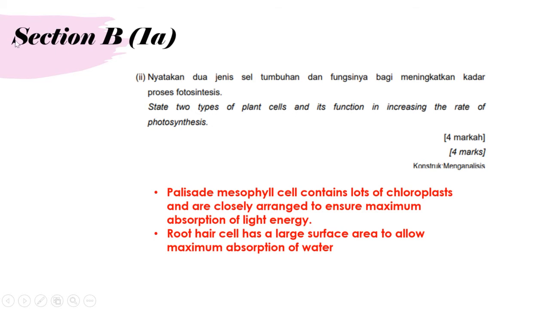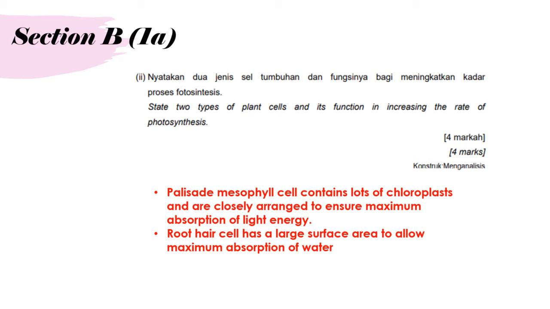Now, next, we go to section B1A. State 2 types of plant cells and their function in increasing the rate of photosynthesis. So you have to state 2 types of plant cells. Please remember the plant cells, and their function in increasing the rate of photosynthesis. So you have to remember what plant cells relate to photosynthesis.